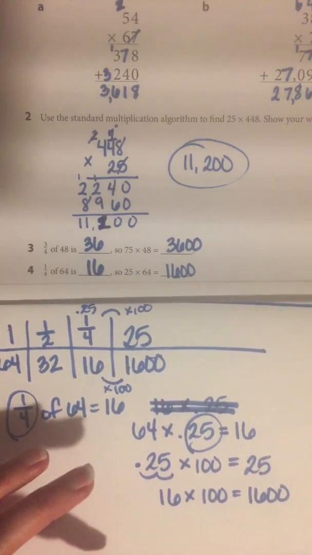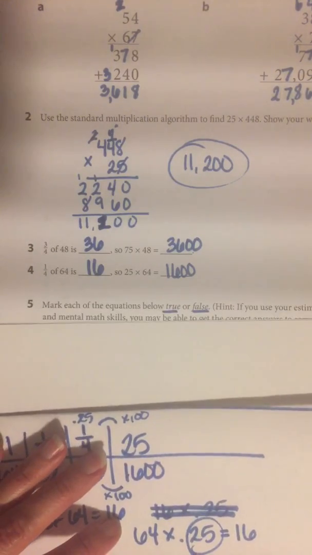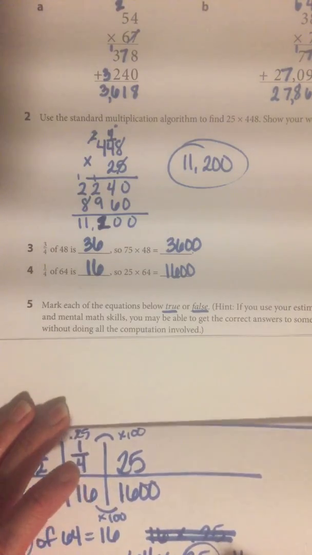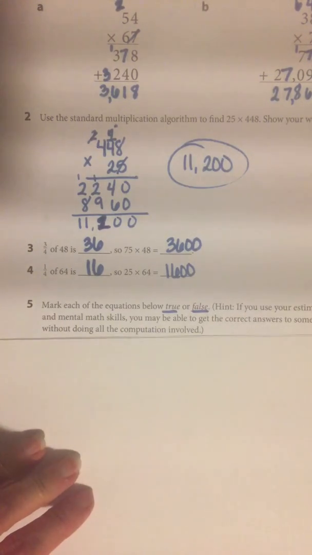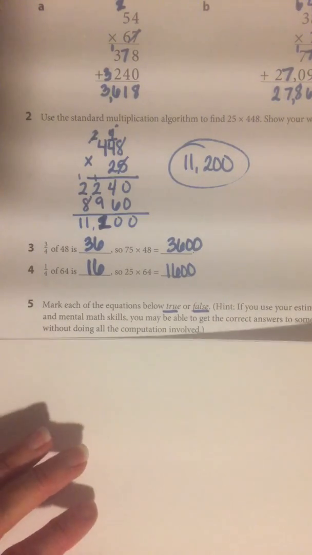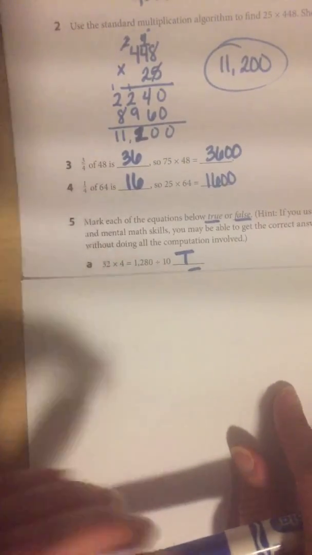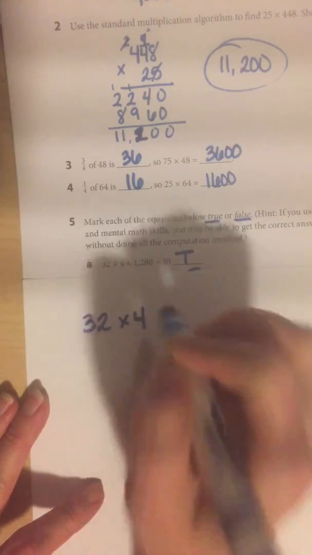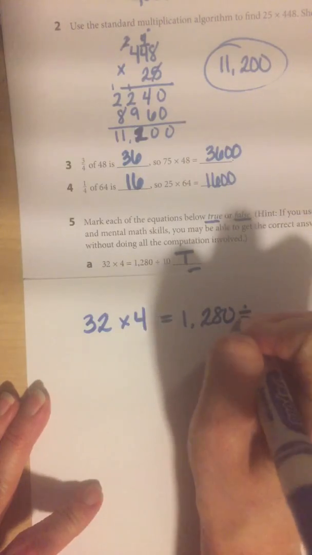Okay, for the next set, it asks you to figure out if the problem is true or false. Mark each of the equations below true or false. If you use your estimation and mental math skills, you may be able to get the correct answer to some of these without doing all the computation involved. So looking at the first one, it is true, but let me show you how we get that answer. We have 32 times 4 equals 1,280 divided by 10.